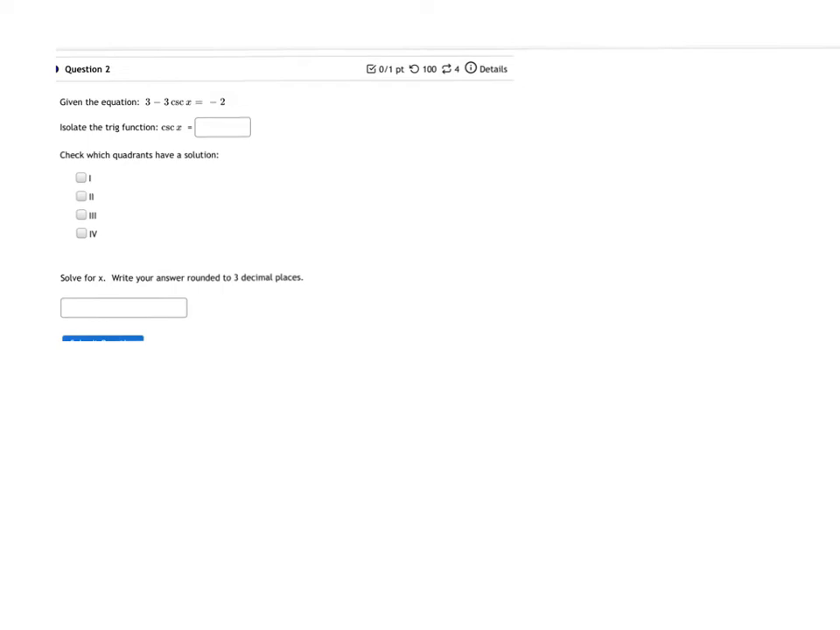Hello everyone, Mr. Geisler here, and this is going to be Unit 5 homework number 2, which is more solving trig equations. Before we get started on this, I just want to do one quick reminder that you have two inverse functions, and that is cosecant of theta is equal to 1 over sine theta, and secant of theta is equal to 1 over cosine theta. We're going to need to use this to solve these equations because our calculator does not have a cosecant button and does not have a secant button.